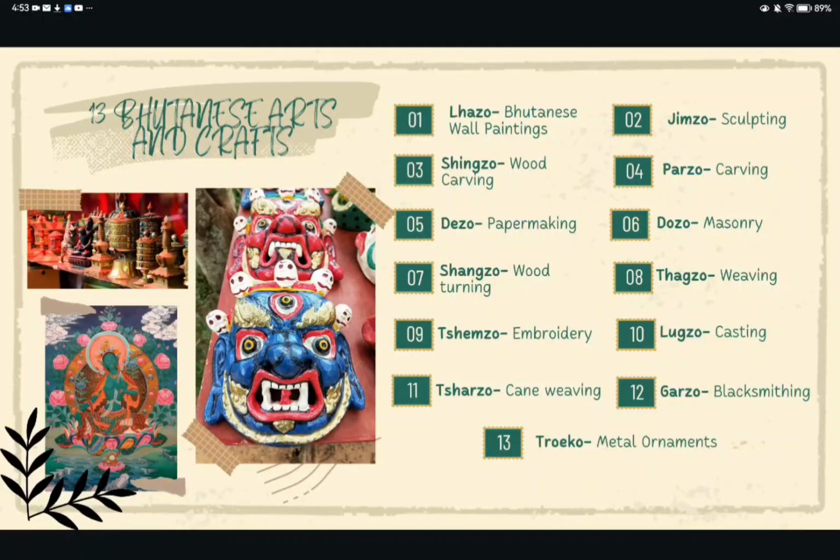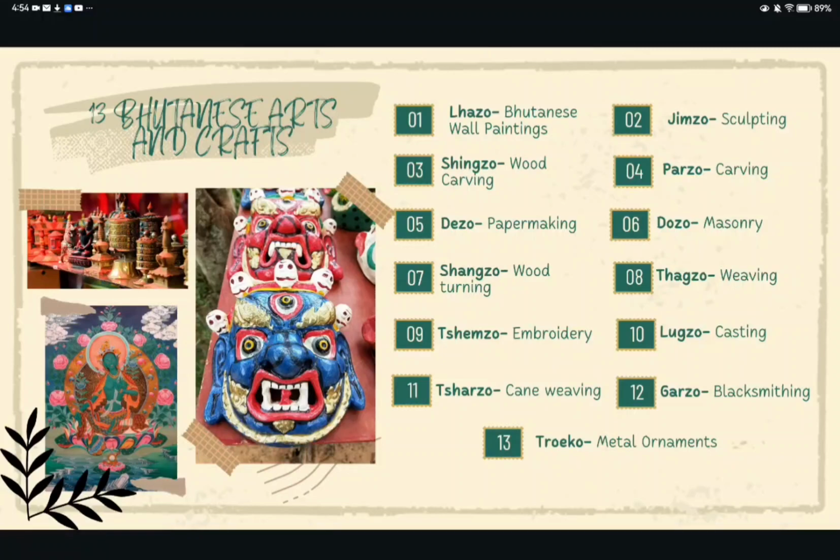Next, we have Jinzo, or sculpting or clay arts. This is the making of religious statues and ritual objects, pottery, and construction of buildings using mortar. Next, we have Shingzo, which means wood carving or woodworking. This is employed in the construction of dzongs and gompas. Next, we have Parzo, or carving. This is wood, slate, and stone carving. This is making such items as printing blocks for religious texts, masks, furniture, altars, and slate images.